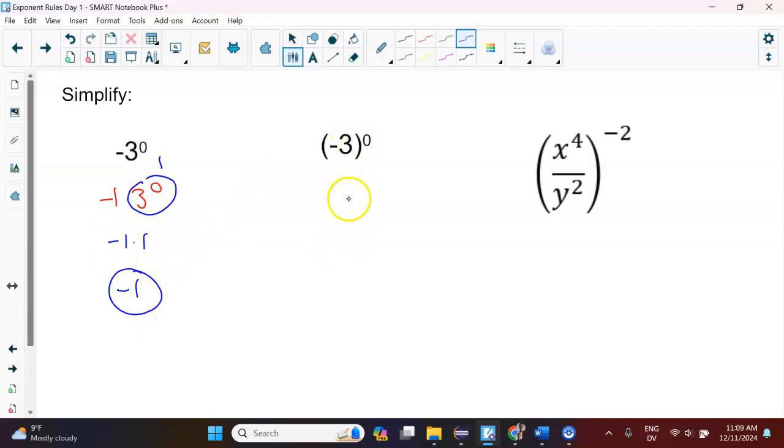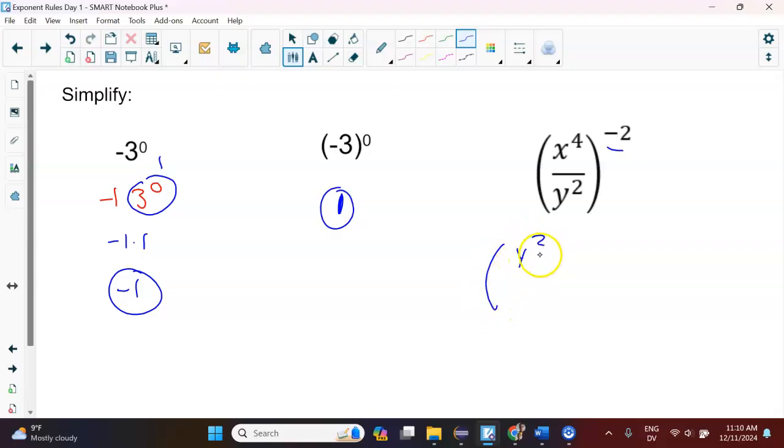Okay, and that's different than this, where the whole thing is affected by the 0, so this just comes out as 1. And you can use a calculator here to help you if you're not sure, but the whole thing is to the 0, so the whole thing just becomes a 1. Okay, last one is just a flip, right? When it's on the outside, flip everything.